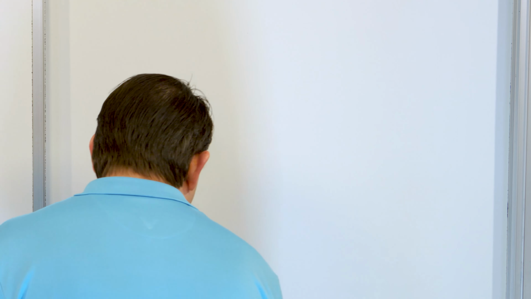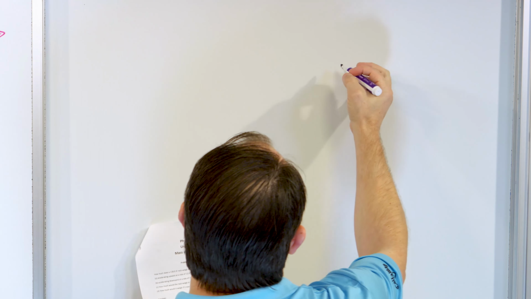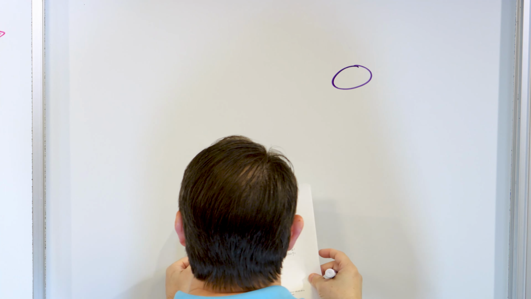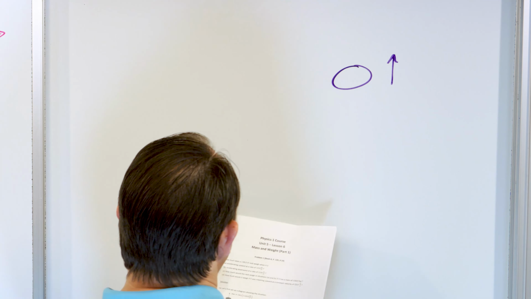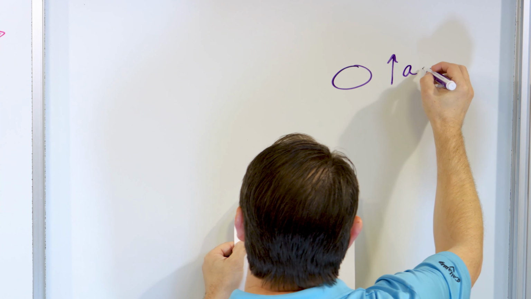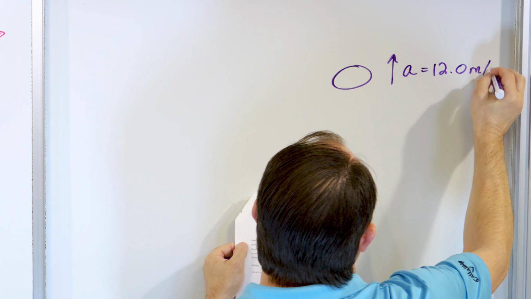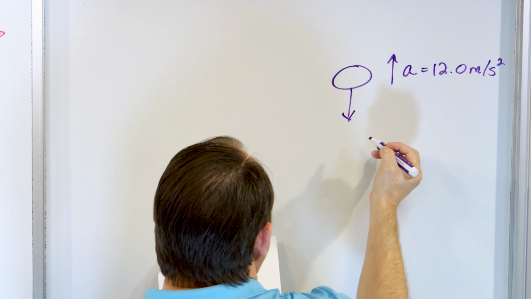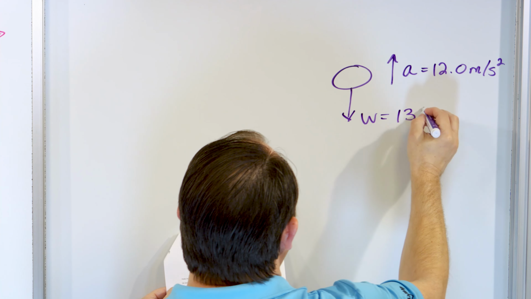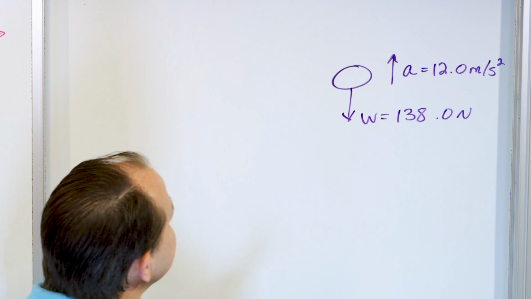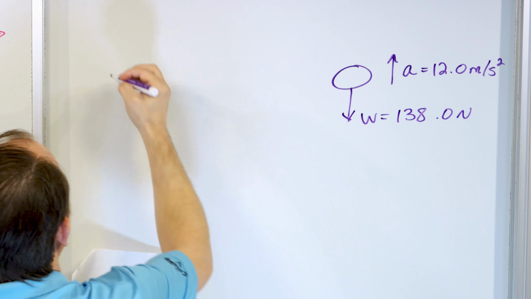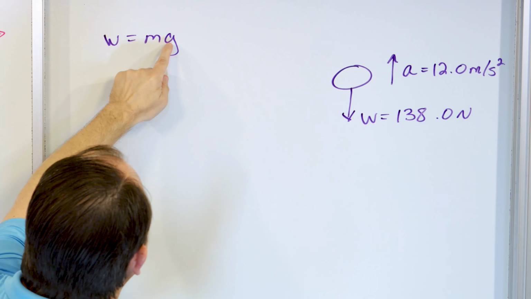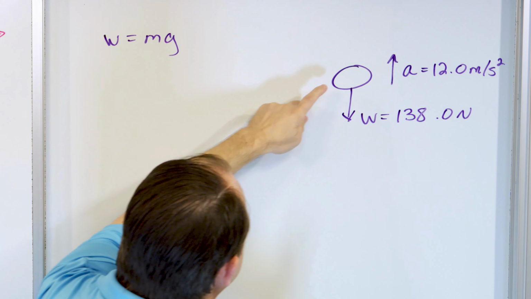So you could draw a little picture. You don't have to for this particular one, but you could. I could draw a little rock, like a little oval right here. And what I have here is this guy traveling upward, so I'll put a little up arrow next to it. The acceleration going up is 12.0 meters per second squared, right? And it's telling me that this force of gravity, which we call the weight, is equal to 138.0 newtons. Now I could calculate the mass here because I know that the weight is equal to the mass times gravity. So I know the weight, I know the acceleration due to gravity, I could calculate how many kilograms the stone is.